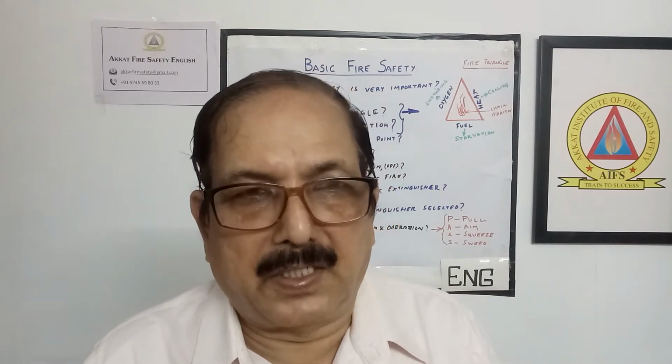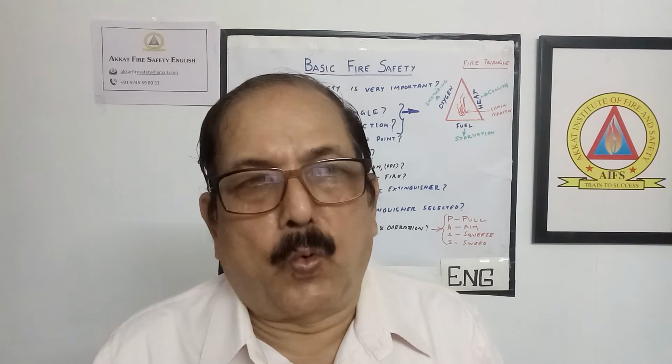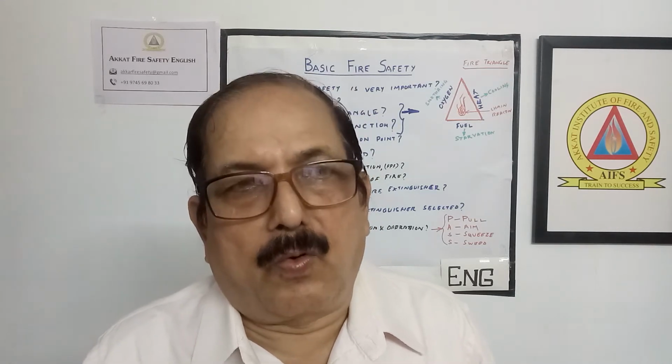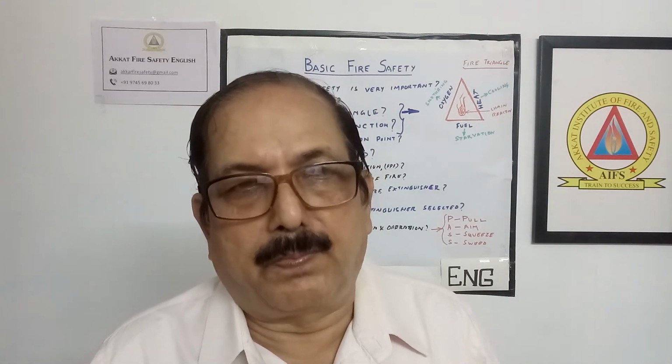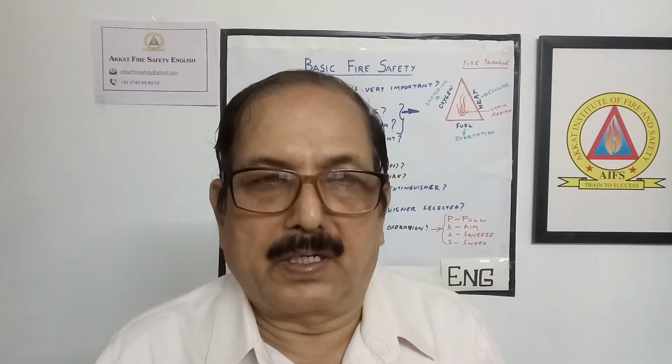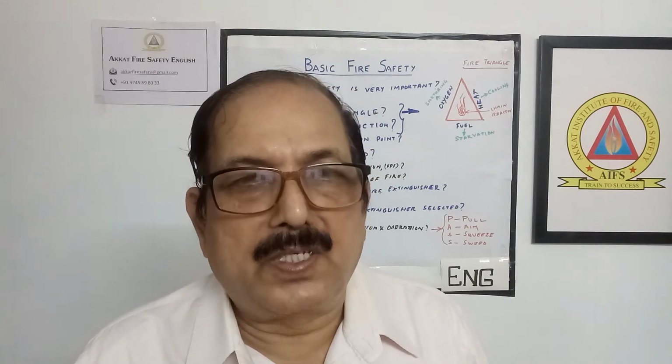Then class E is the electrical hazard, which we have already explained. Class F, or class K, is kitchen fire. Wet chemical is the most suitable type of extinguisher. No water, no foam, no DCP, no CO2. Wet chemical extinguisher is the best one. So these are the things we explained in the last class, as a reminder. Accordingly, you have to select the suitable fire extinguisher.